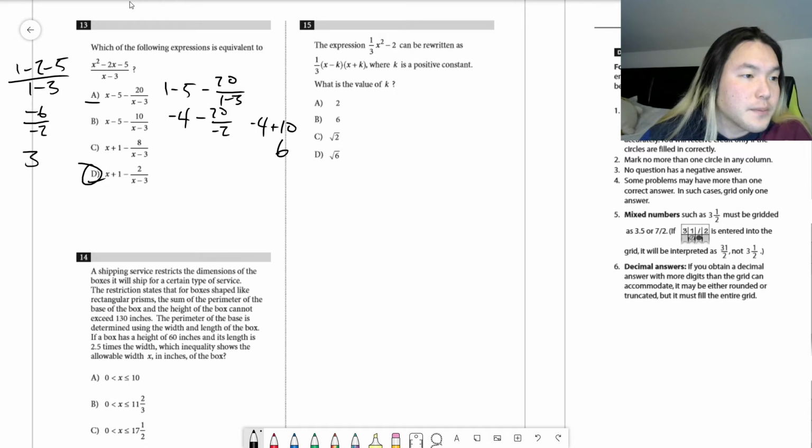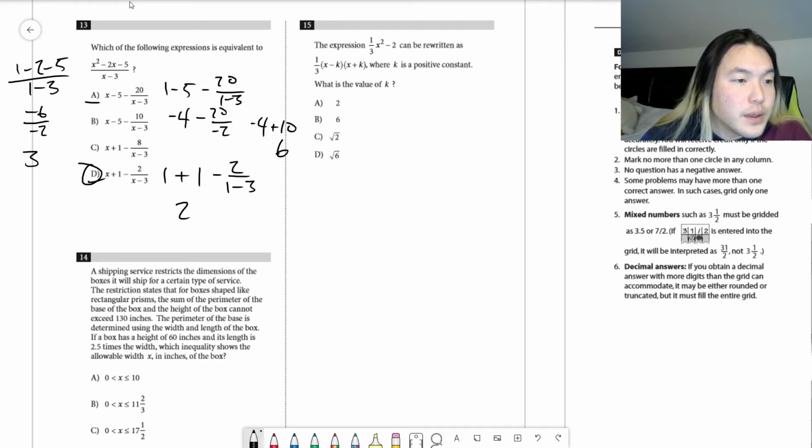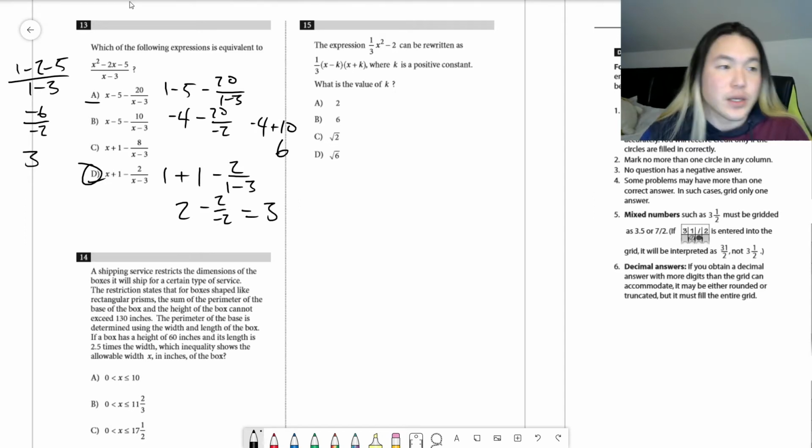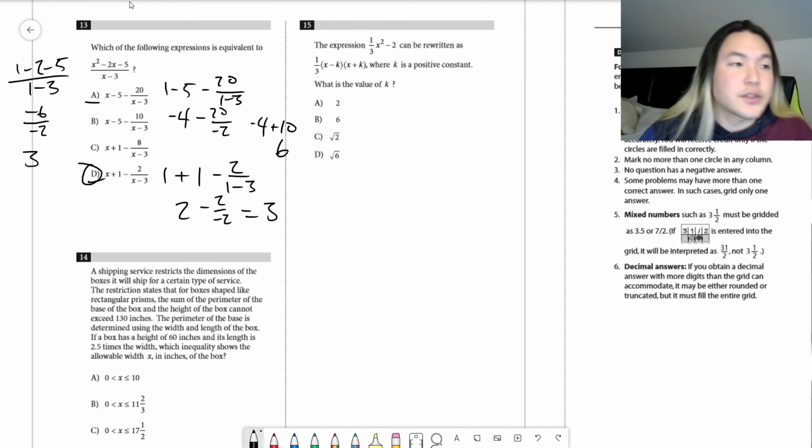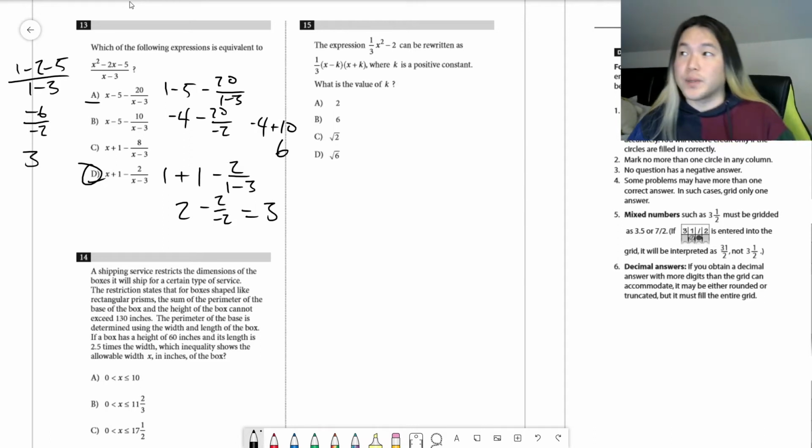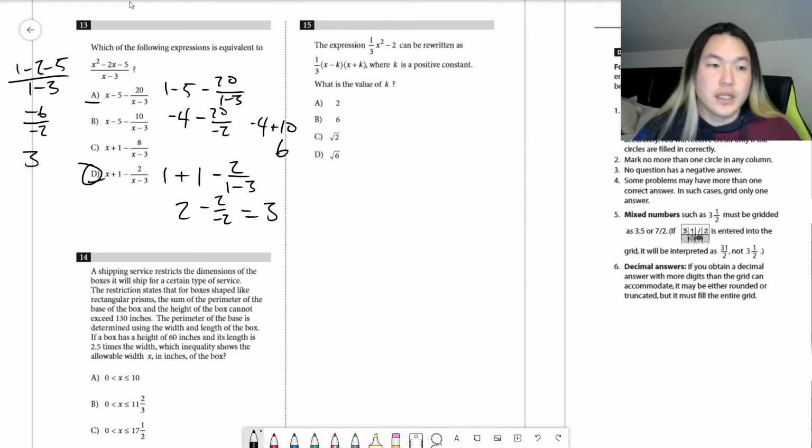Let's double check. 1 plus 1 minus 2 over 1 minus 3. That's equal to 2 minus 2 over -2. That is, yes, 3. So D is the correct answer. Let's go ahead and try this one algebraically. This one is polynomial division.